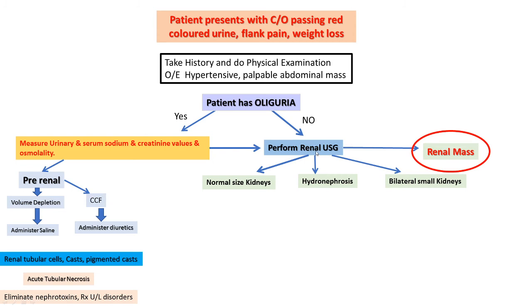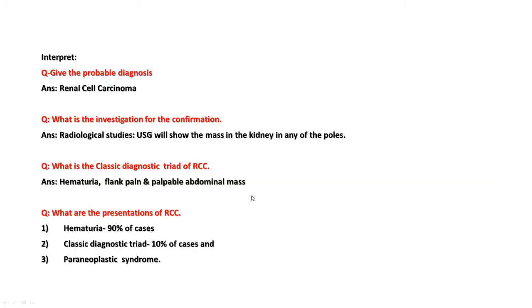Now with this, as I said, when the patient has no oliguria and just hematuria, when you perform renal ultrasonography, the fourth possibility which we saw was that there could be a renal mass detected in the patient, plus the patient had flank pain, associated weight loss, and was hypertensive. So your probable diagnosis is renal cell carcinoma.